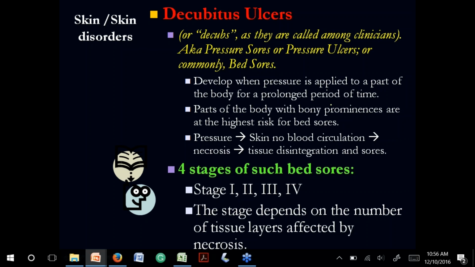The skin, the decubitus ulcers. They have 4 stages: 1, 2, 3, and 4. What is the decubitus? The decubitus is when the patient lies like this: this is the head, this is the nose, this is the body, and this is your feet. That is the decubitus position. In this position, the back and the behind are in contact with the bed. This is going to have pressure.